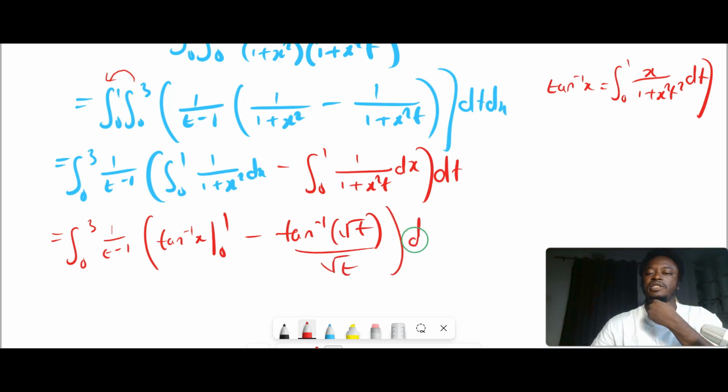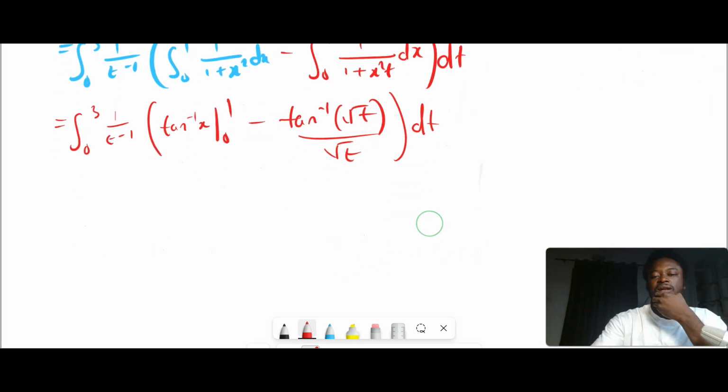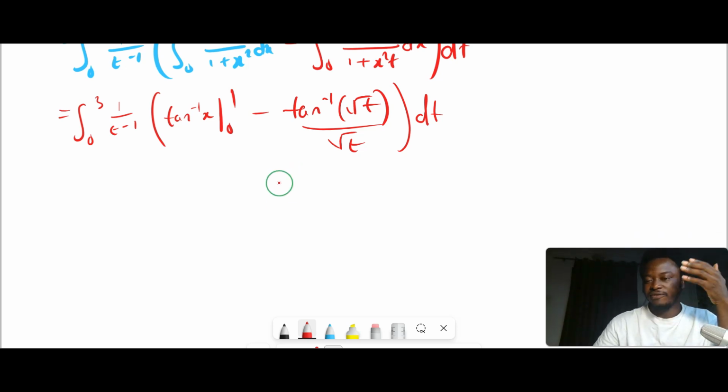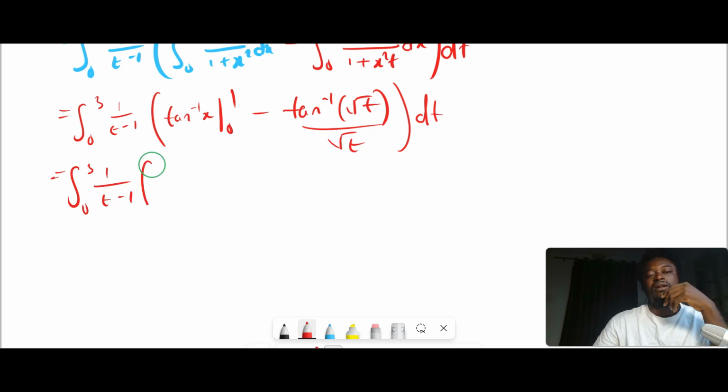So dt. Now we have this to integrate. If you don't know what's happening, you may think that we're making progress, but though we're making progress, there's still a lot of work to be done. So this is the integral from 0 to 3 of 1 over t minus 1. Then you have tan inverse of 1, which is pi over 4.